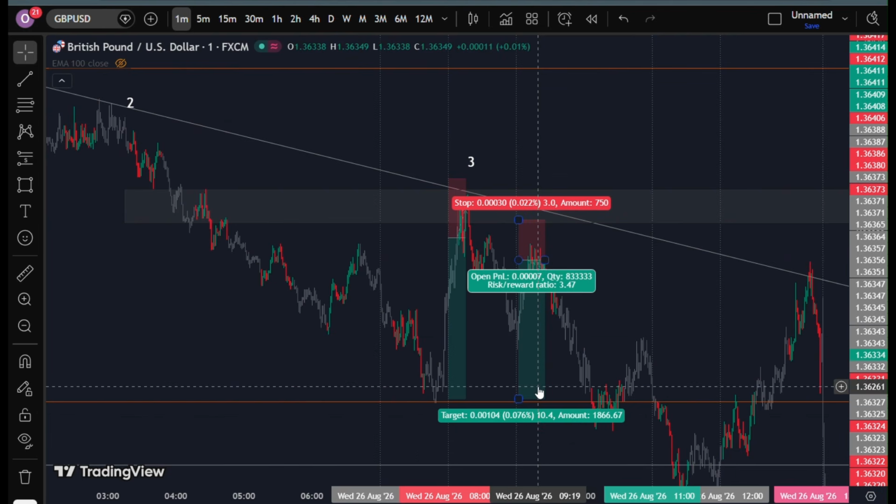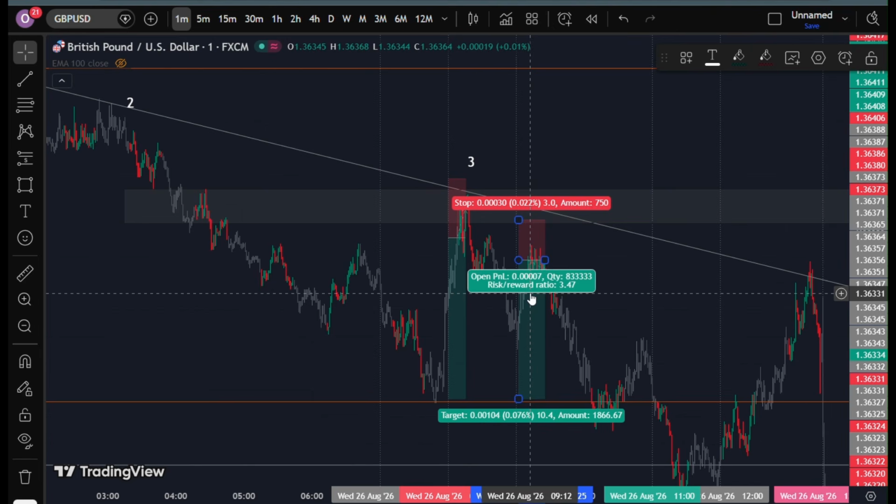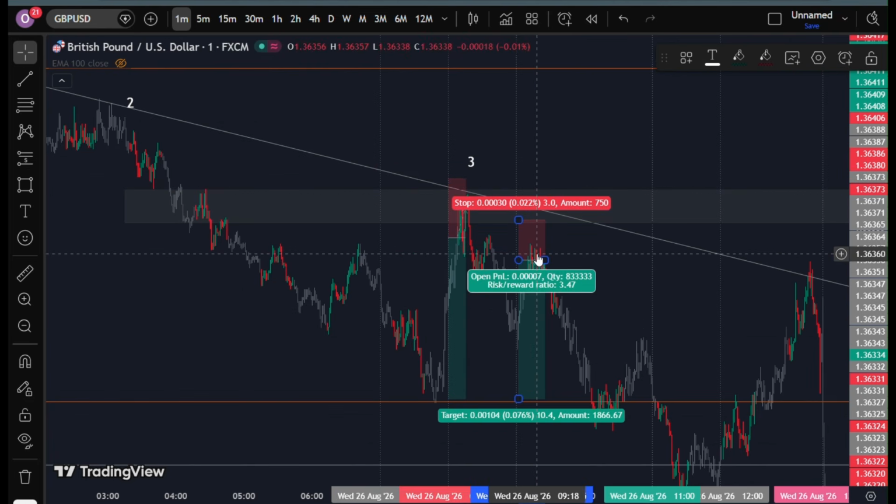So you can see we have two entries here. One is aggressive, one is confirmation. Always know the difference between aggressive and confirmation. If you take this aggressive entry, most of the time you're going to get losses. And most of the time the market doesn't give a chance for a confirmation entry.